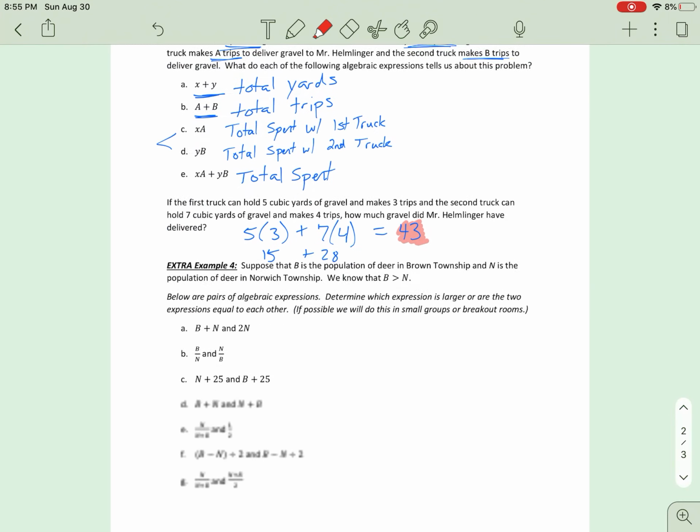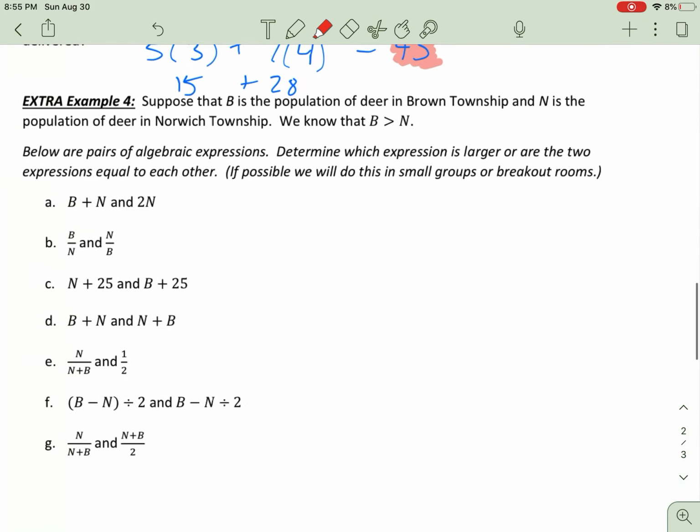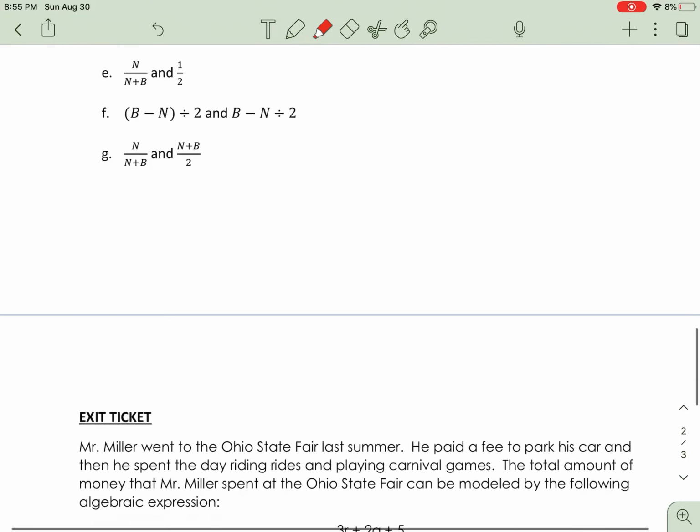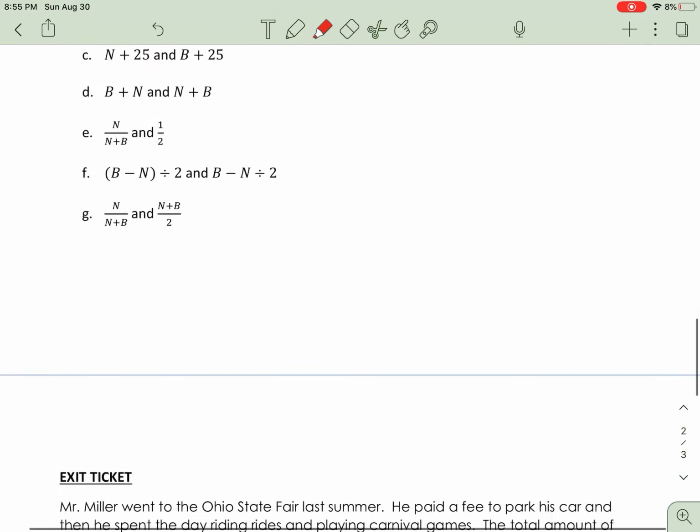Okay, so there is an extra example 4. We'll probably go through this in class. I want you to try that on your own if you're at home, and then we'll go over it to begin class tomorrow for Group B. But for Group A, we're probably going to go through this in class.